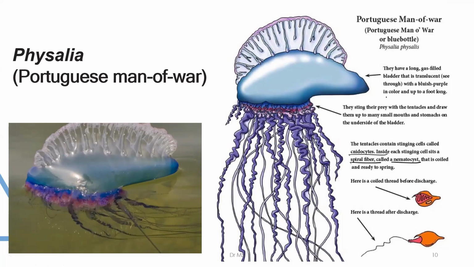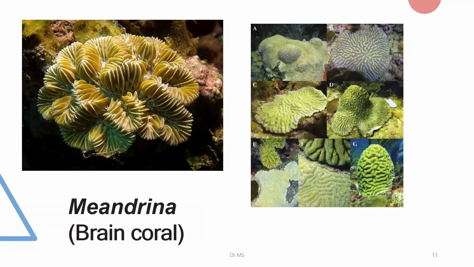And the scientific name is Physalia physalis. Okay, so Physalia physalis is the Portuguese man of war, which you can also call the blue bottle. And the next one is Meandrina, which is also called the brain coral. You can see here, they are corals. It almost looks like the human cerebrum, which has several foldings.